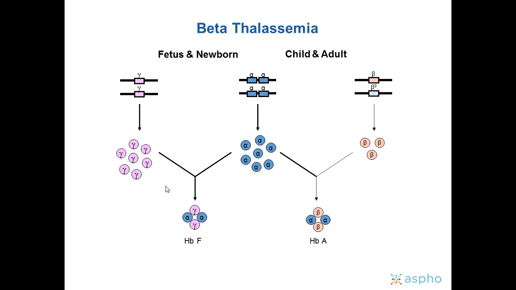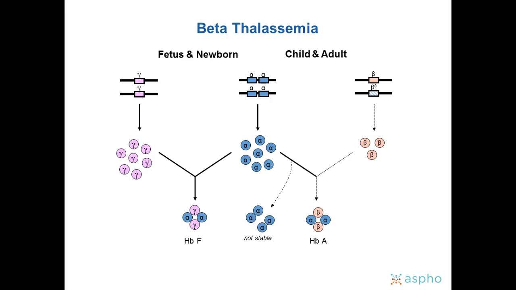After that, gamma chain production is turned off and beta chain production tries to turn on, well, there's an excess here of the alpha globin chains, and that's what leads to a problem. And those excess alpha globin chains, those are very toxic and unstable. There's no Bart's or H equivalent. It doesn't hang around long enough.